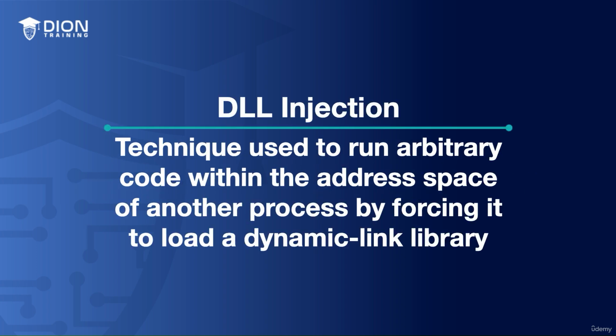Now, one technique that's used by rootkits to gain this deeper level of access is known as a DLL injection. Now, a DLL injection is a technique used to run arbitrary code within the address space of another process by forcing it to load a dynamic link library. A dynamic link library, also known as a DLL, is simply a collection of code and data that can be used by multiple programs simultaneously to allow for code reuse and modularization in software development, and these DLLs are often provided by default inside of the Windows operating system.